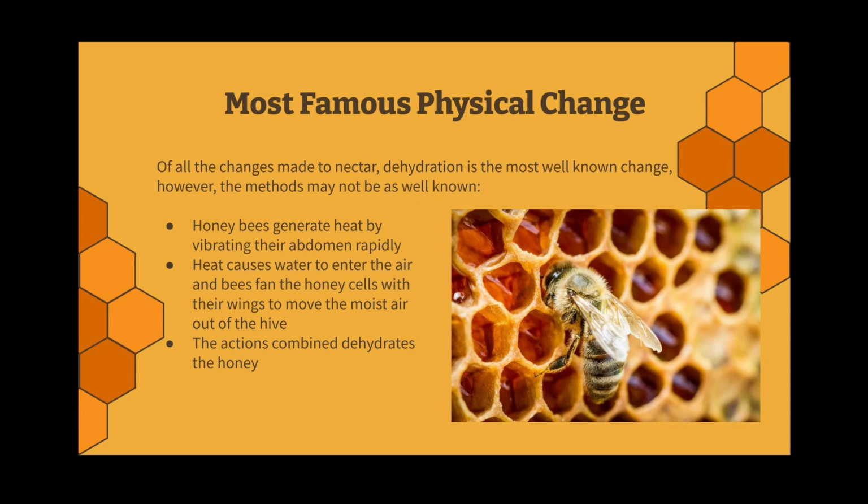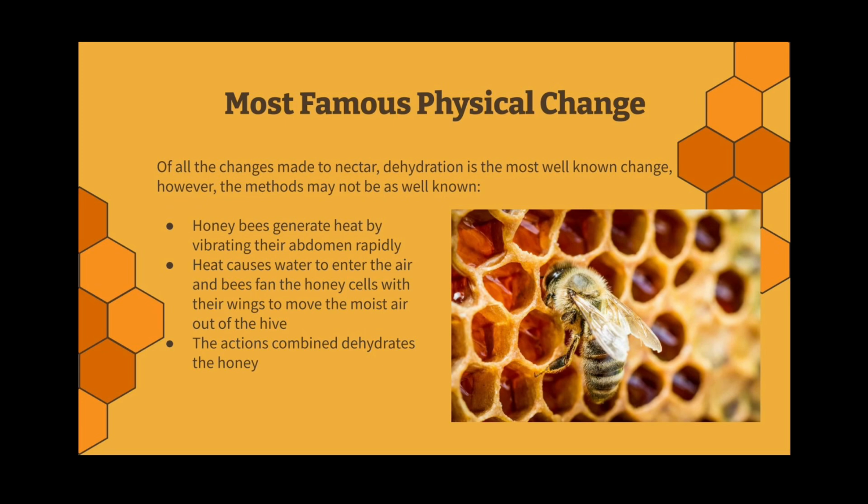However, the methods may not be as well known. To generate heat, the bees will vibrate their abdomen rapidly. This heat helps the water evaporate from the honey. The bees will fan the open cells with their wings to push the moist air out of the hive. Removing the moist air allows the honey to lose moisture to the air, even without the additional heat generated by the bees.